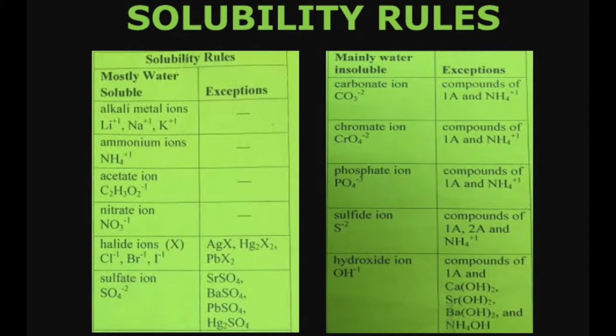These are the solubility rule tables. In the left picture, you can see elements that cause compounds to be water soluble. In the left column are the ions that cause compounds to be water soluble. In the right column are the exceptions for each of these rules. In the right picture, you can see ions that cause compounds to be water insoluble, meaning they form a precipitate. In the left column are the ions, and in the right column are the exceptions to these rules.